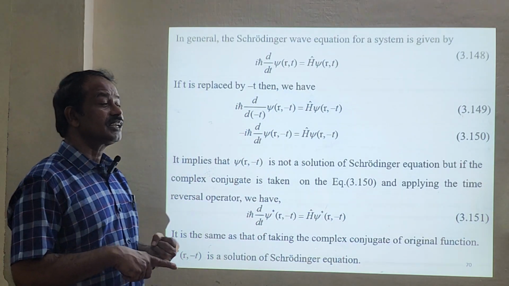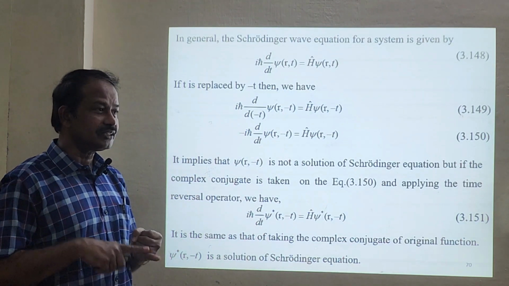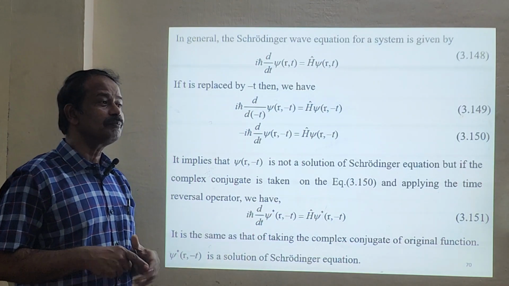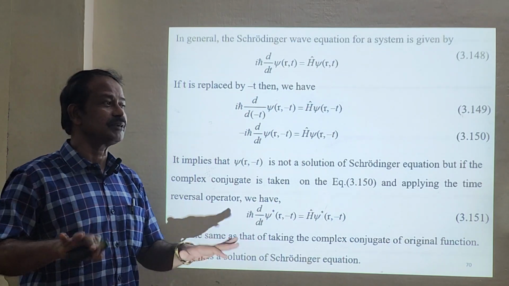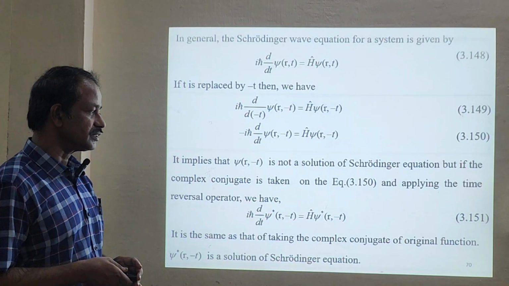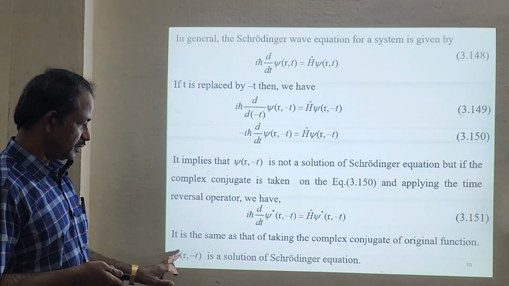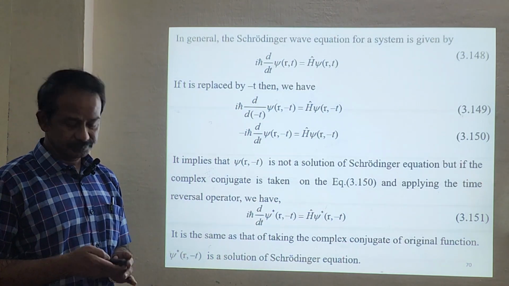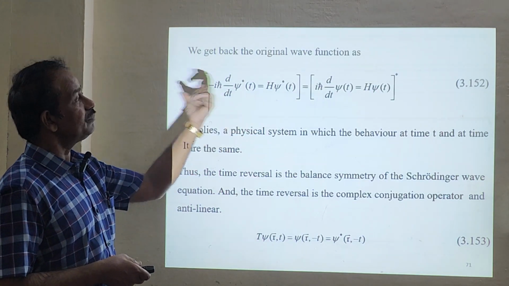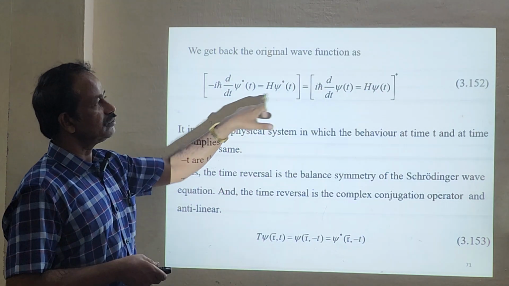So for the time reversal operator, we will have to take the time t with a minus sign, as well as the complex conjugate. Only then we will get the same answer. So it is the same as taking the complex conjugate of the original function. It's a solution of the Schrodinger equation. So now you can get back the same wave function. Okay. So this is the answer.